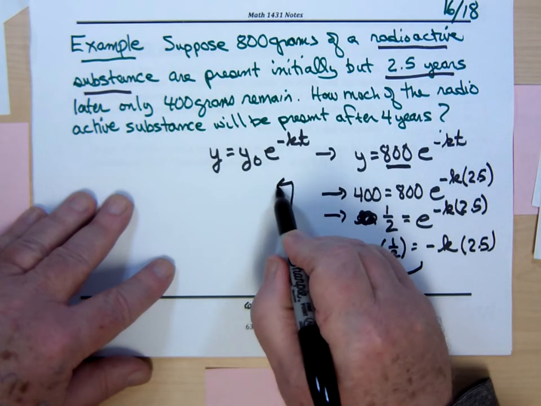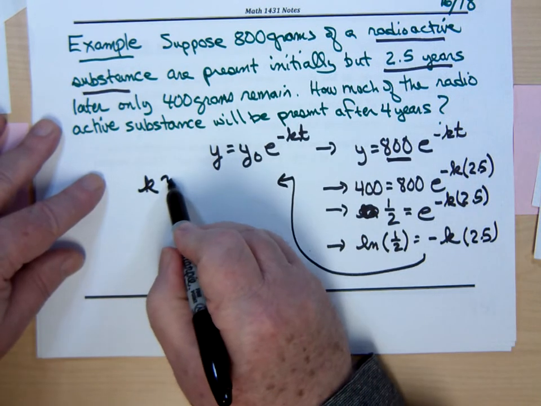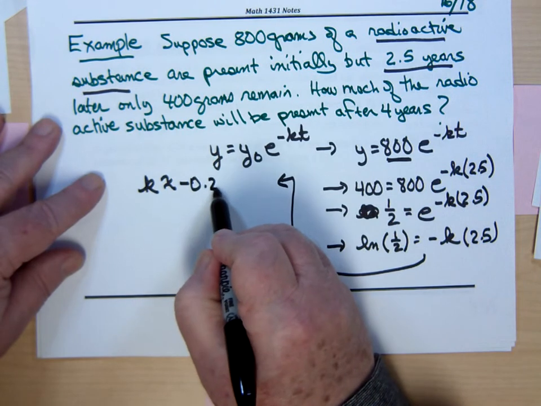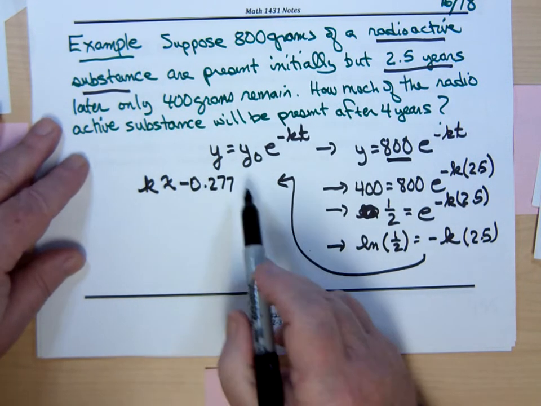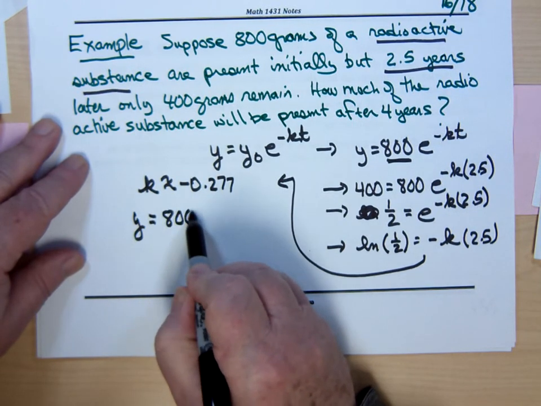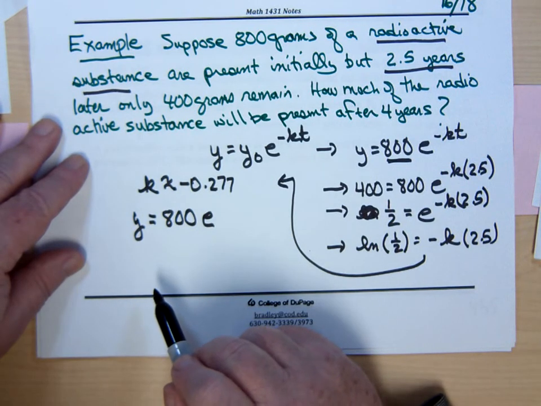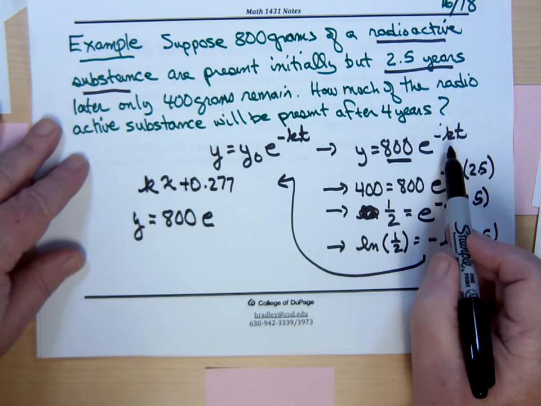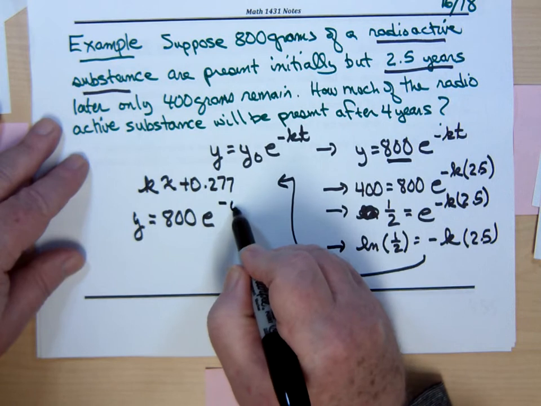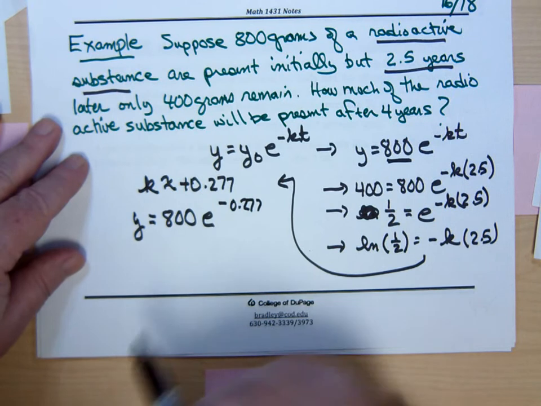And we'll find out that k is approximately equal to minus 0.277. So that means that our equation then is y is equal to 800 e to the... and actually I should have said k is approximately positive 0.277 because there's the minus sign there. So this is minus 0.277 t, okay, and then we want to find this after 4 years, so we'll put 4 in there.